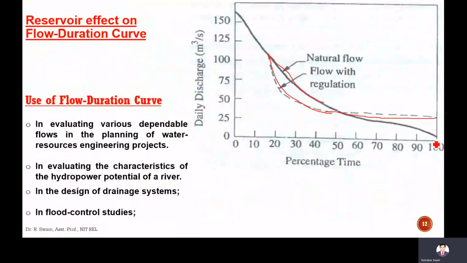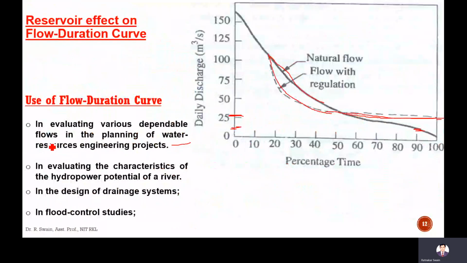During lean period means there is some place where there is less water. Here there is some water, but it's very less. If you supply the storage water from that reservoir, then you can increase the discharge here. If you have the reservoir, you have 100% more than 25 meter cube per second. If you are not constructing the reservoir, it will be less, nearly 10 or 5 meter cube per second. So these are the uses of the flow duration curve.